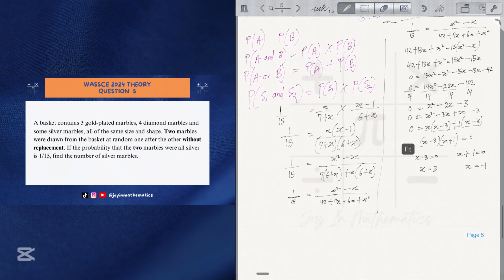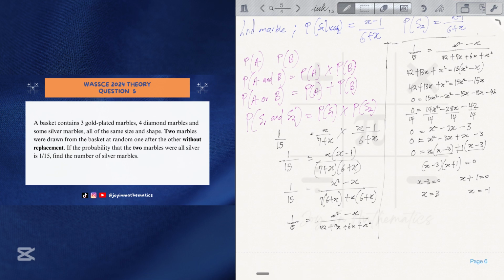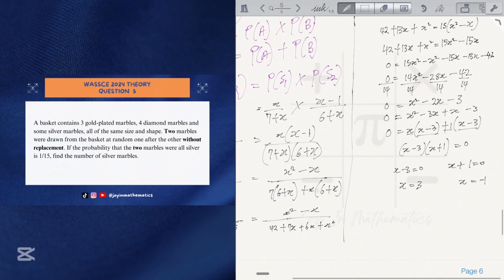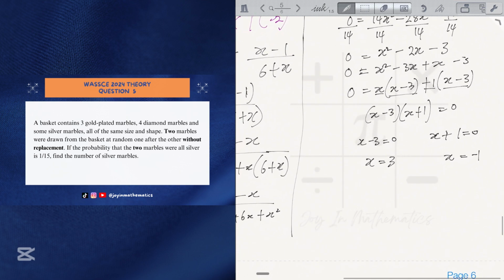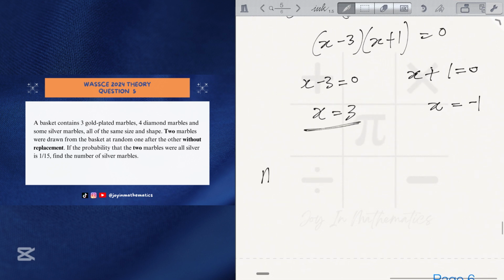So let's take a quick review of the question. The question says we should find the number of silver marbles, that is the value of x. Now this number of silver marbles cannot be a negative number, so x will be equals to 3. So we are saying the number of silver marbles is equals to 3.